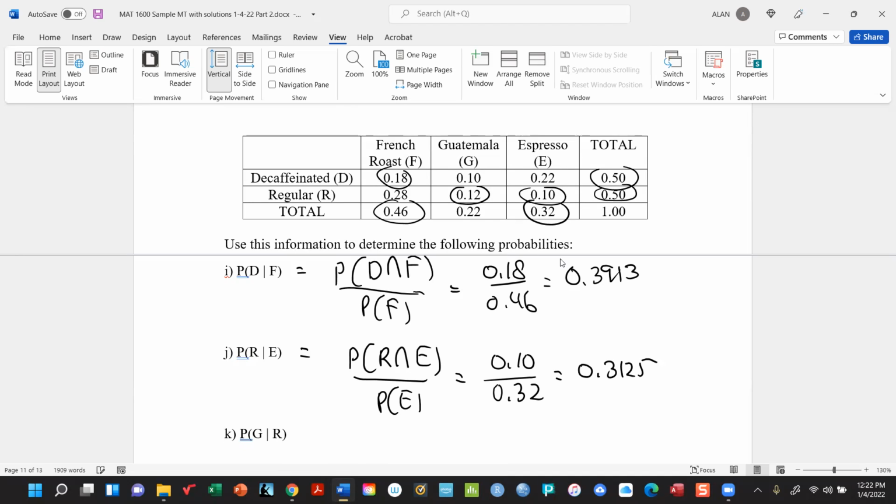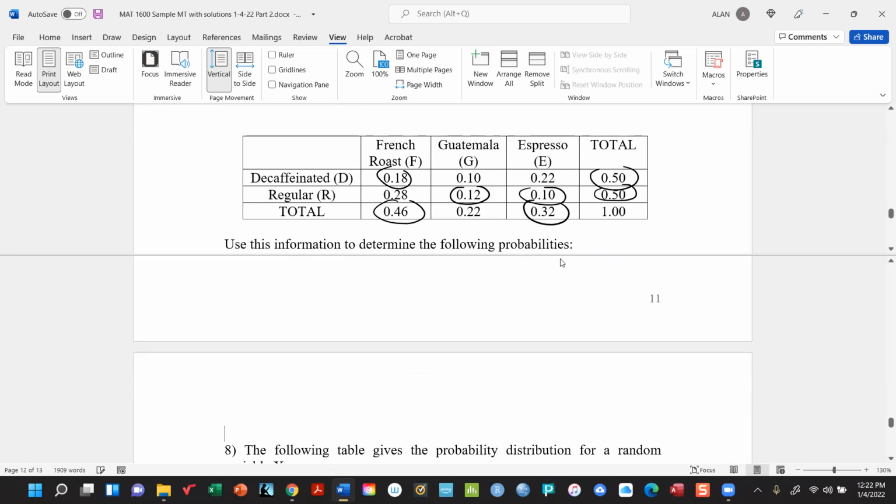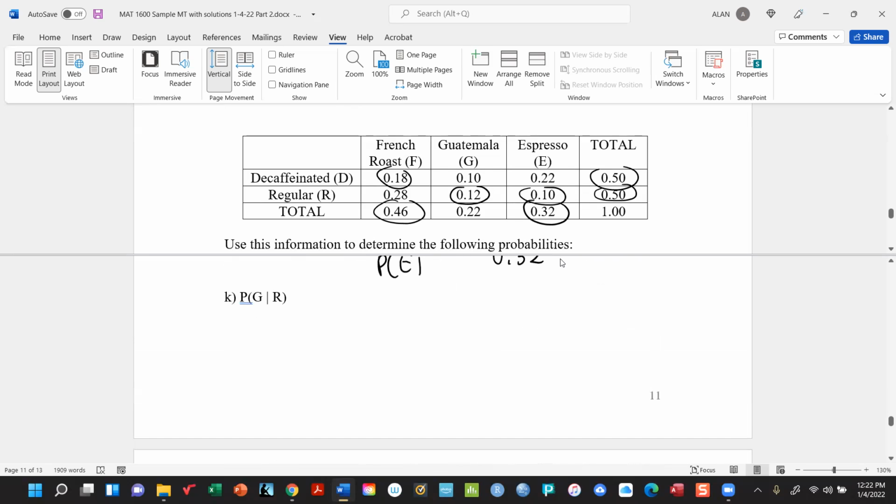And then finally, we have G given R. Point 12. The regular Guatemala is 0.12 right here. Regular is 0.50 over here. So that ends up being 0.24.